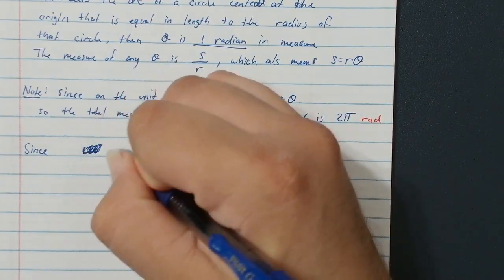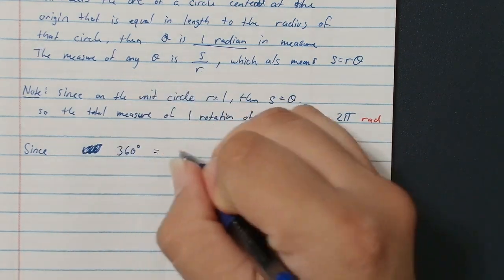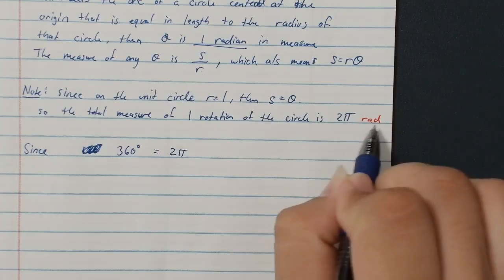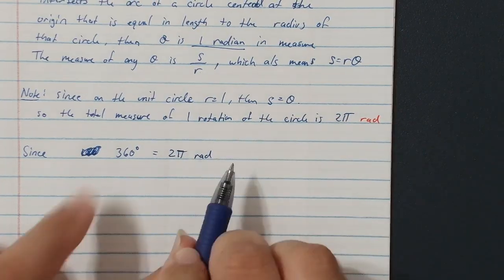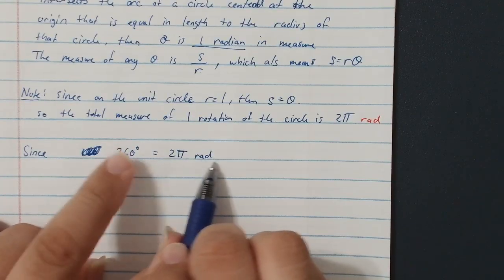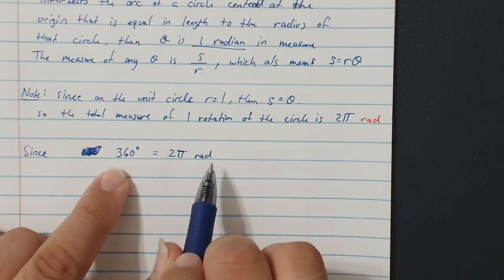Since 360 degrees, the full rotation of one circle, is equal to 2 pi, and I'm going to write the word radians, I'm going to write rads here. Not strictly necessary, but I do want to make sure that we see that we're comparing the two. 360 degrees is equal to 2 pi radians.